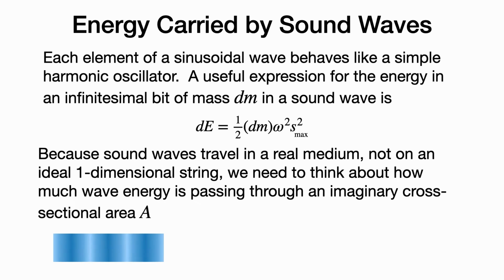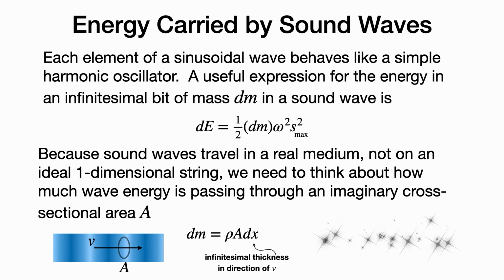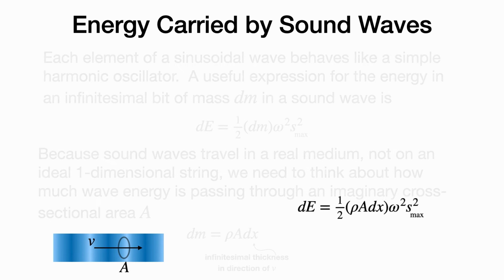Now, because sound waves travel in a real medium, not in an ideal one-dimensional string, we need to think about how much wave energy is passing through an imaginary cross-sectional area A. The amount of mass, dm, that's passing through this cross-sectional area A is the density of the air times A times dx, which is an infinitesimal thickness in the direction of the velocity. And we can substitute this in for the energy.